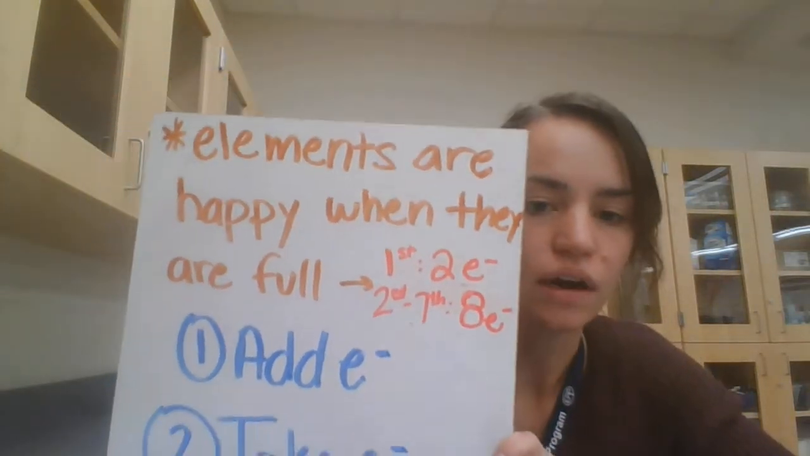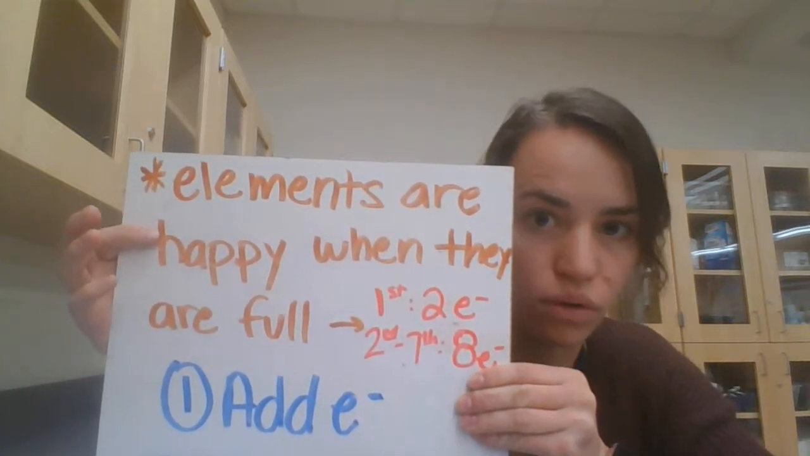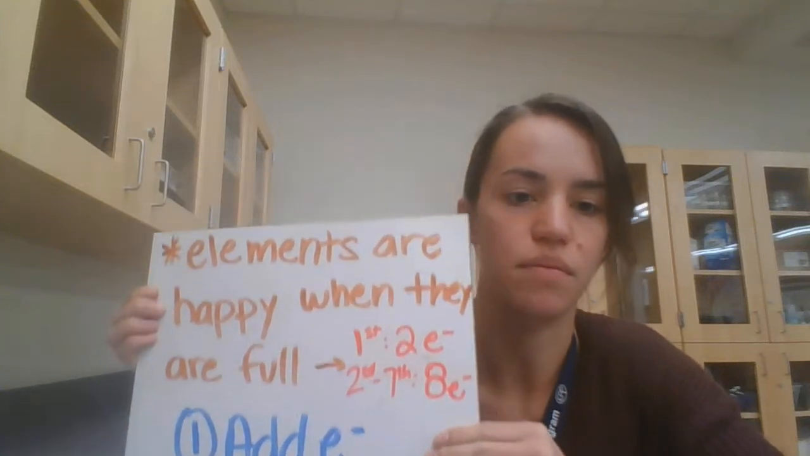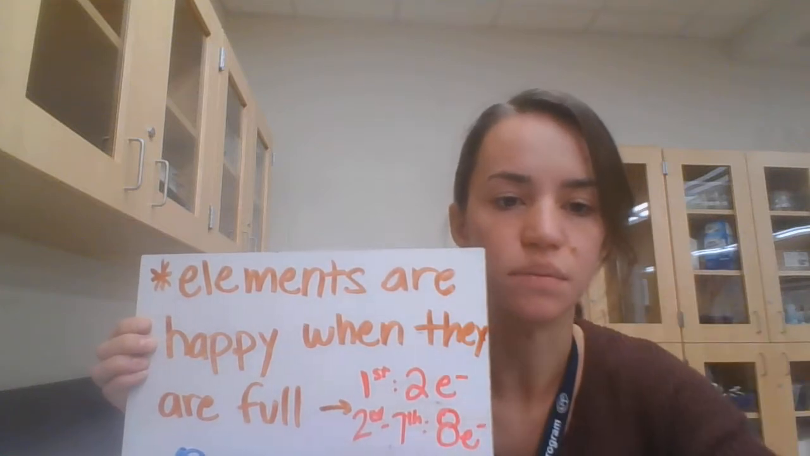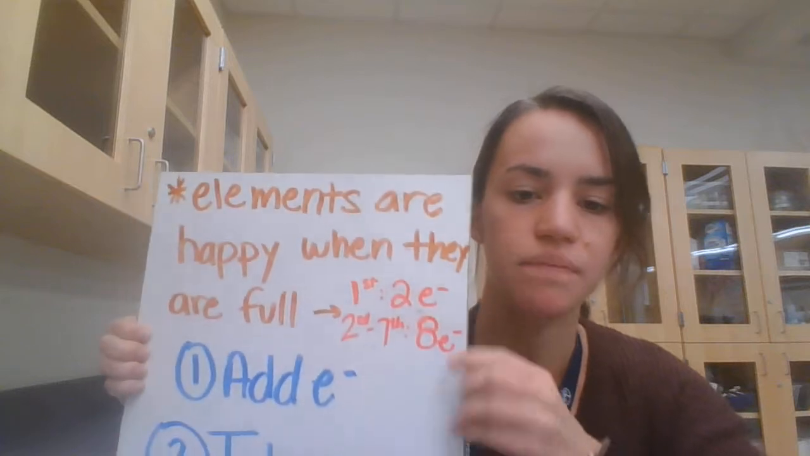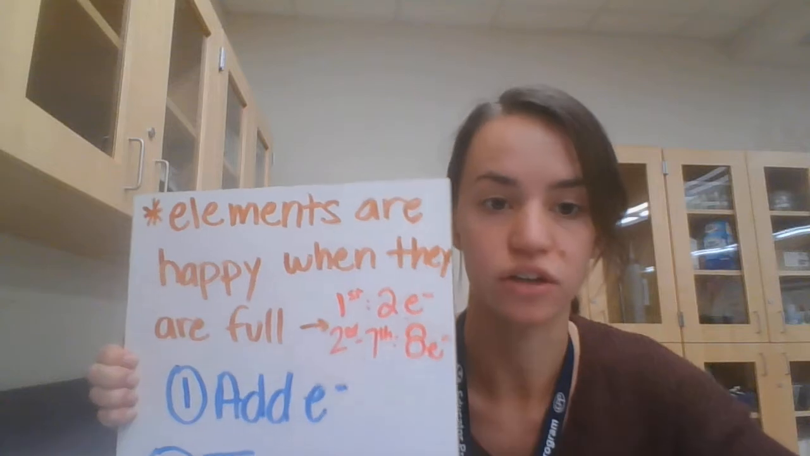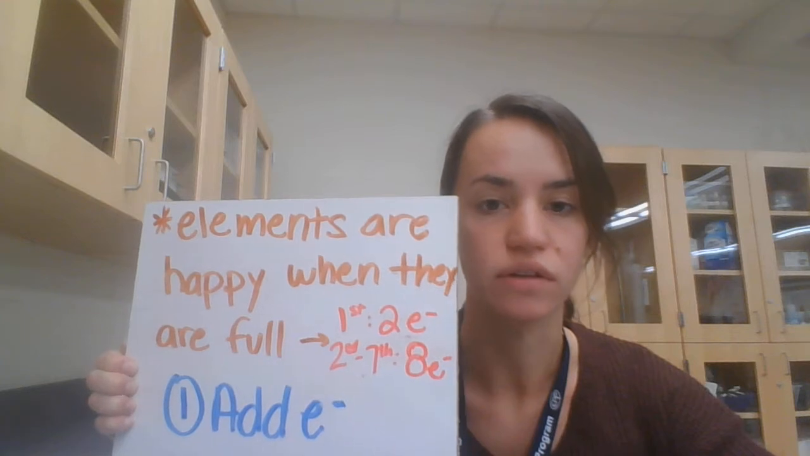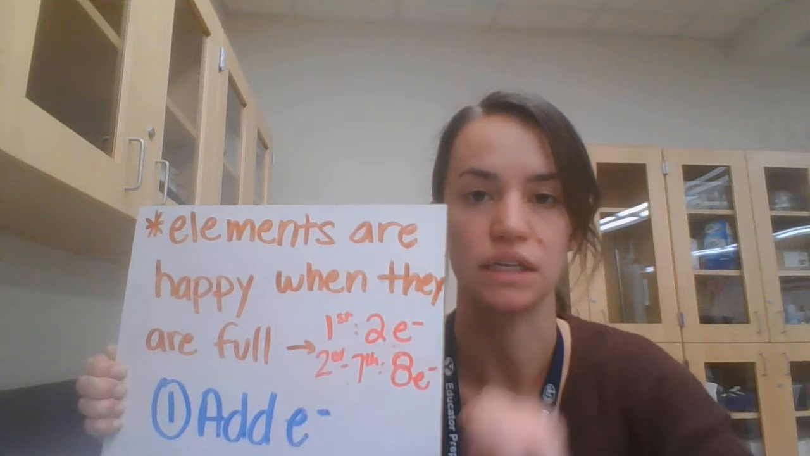Our next one is a reminder about our different shells. Elements are happy when they are full. That's something we're going to talk about a lot. Elements want to be full. When we drew the shells last assignment, they want those outer shells to be full. If you remember, in the first shell, 2 electrons means it's full, and in the 2nd through 7th shell, 8 electrons means it's full. So elements are going to try to create full shells by either getting to 2 electrons if they're dealing with the first shell, or to 8 electrons if they're dealing with the 2nd to 7th shell.